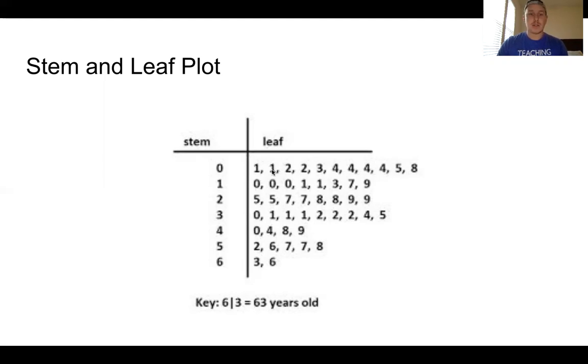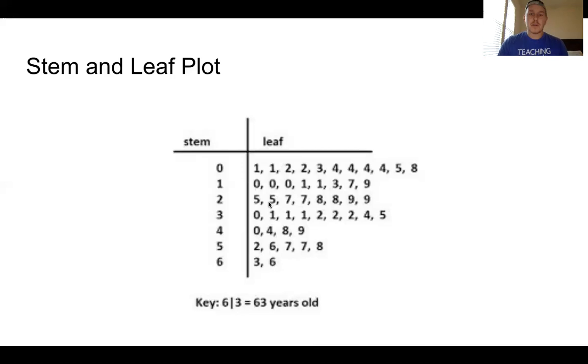So reading the stem and leaf plot, I can see there are several people in here that are less than 10 years old. I can see there's only a few people that are higher than 60 years old. So each of these leaves go with the stem, kind of like a tree, and we can see how many of those go with 0, how many of those go with 1.